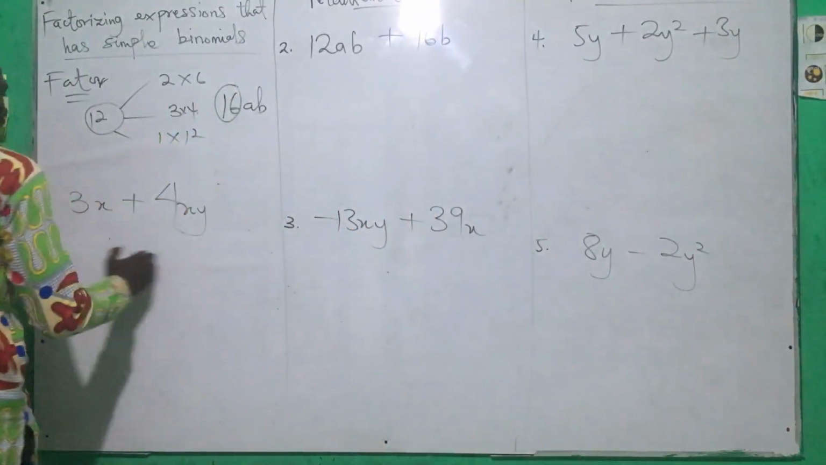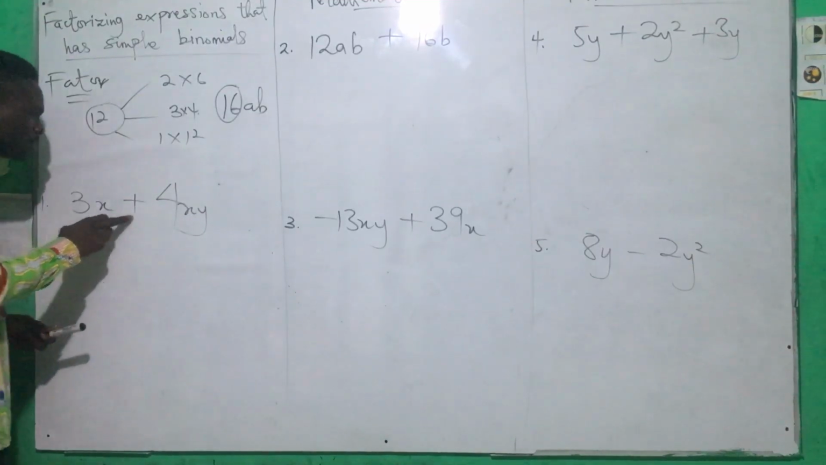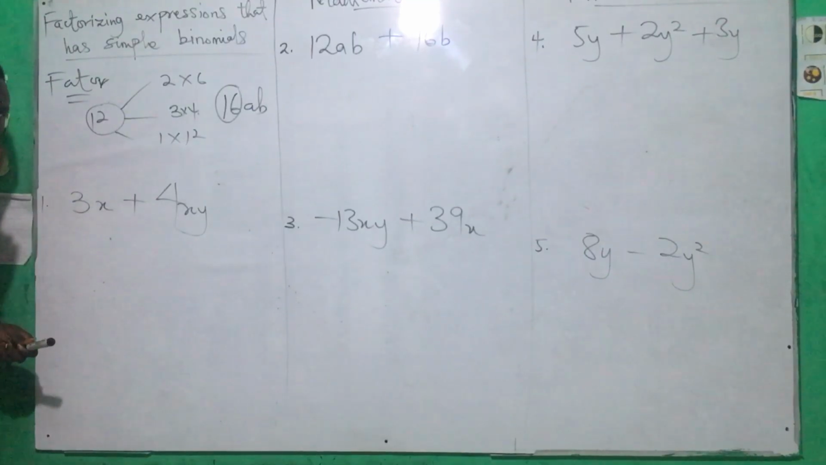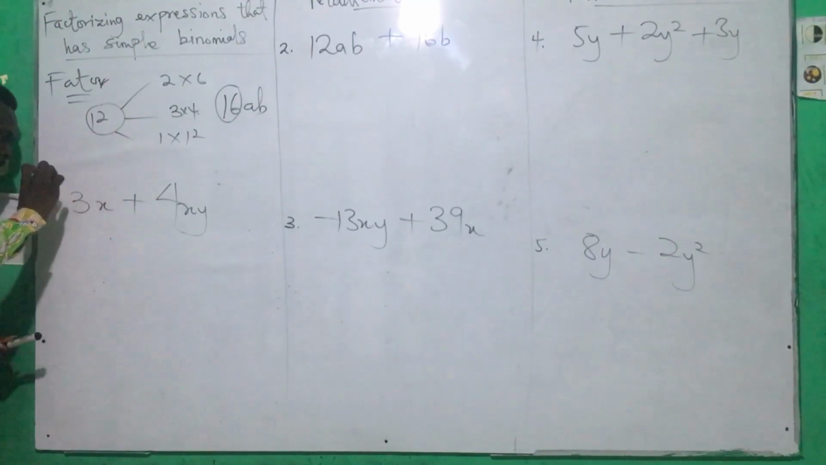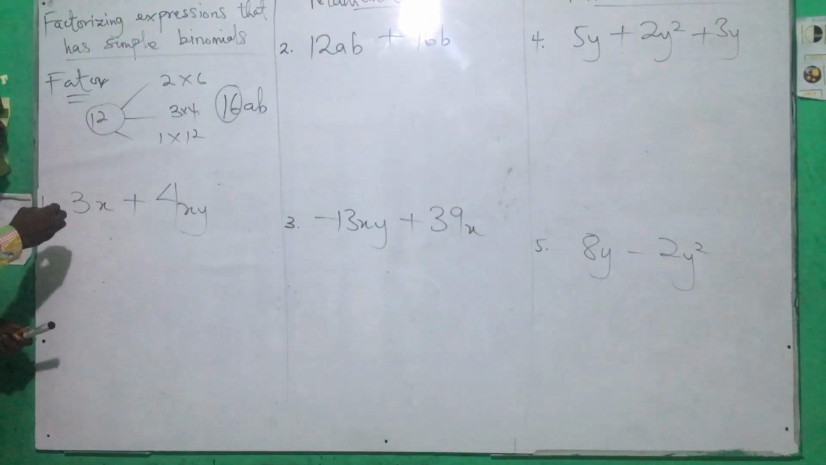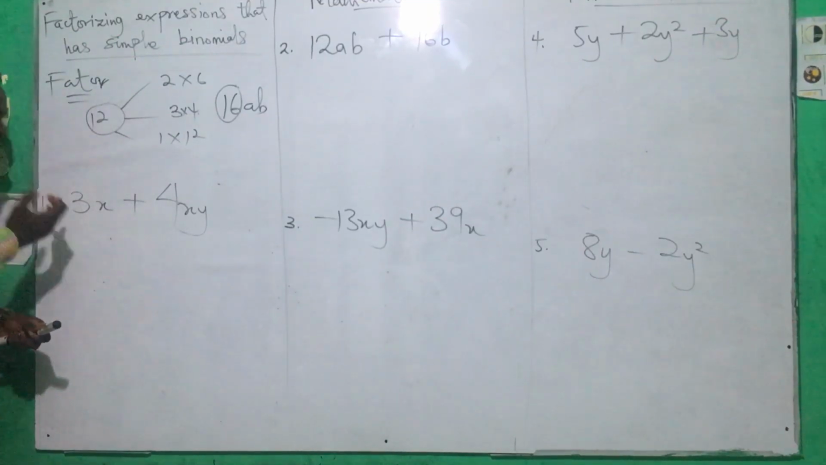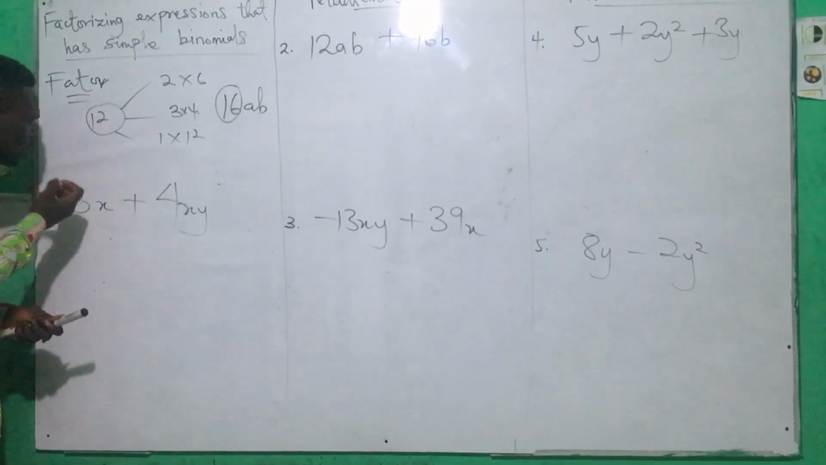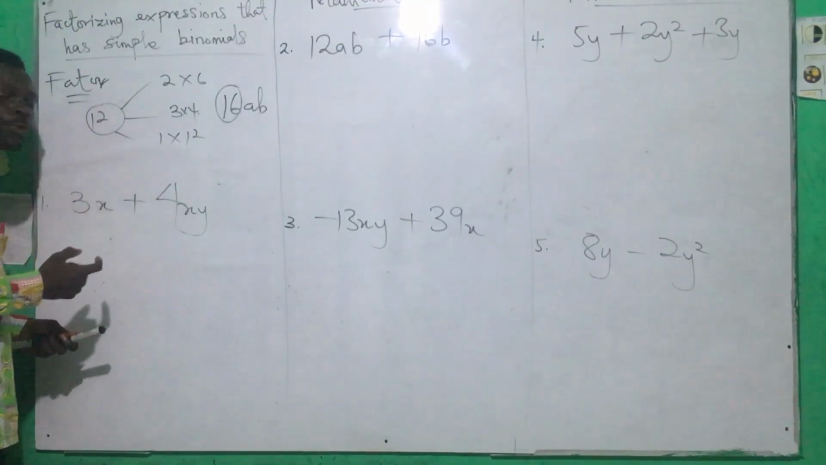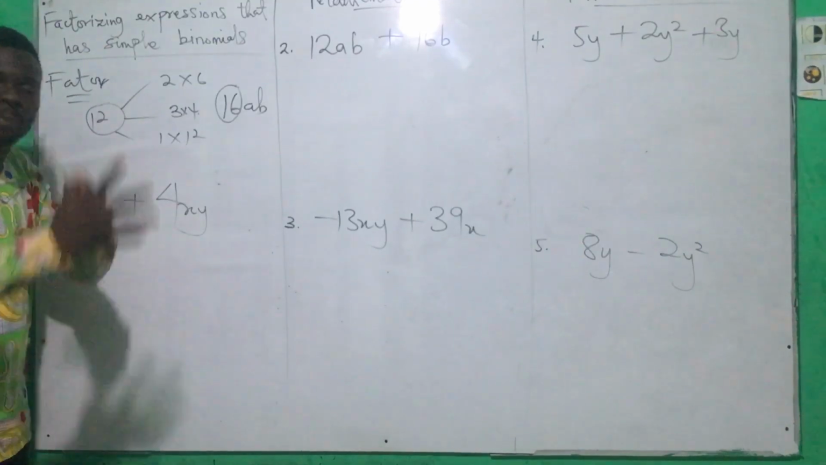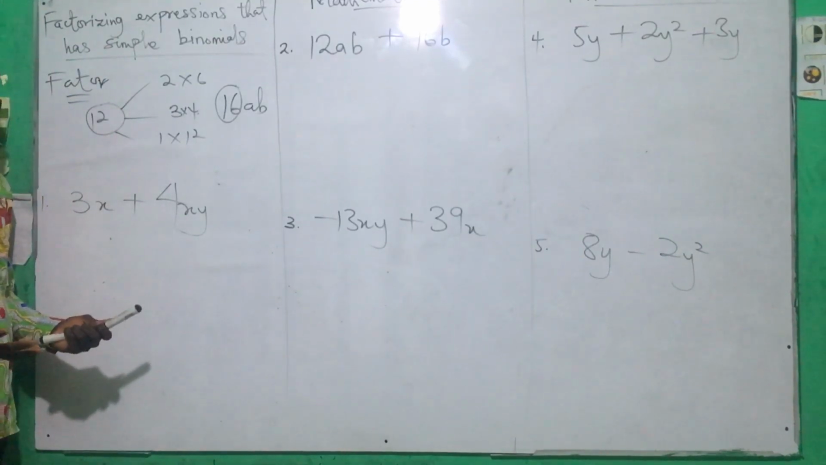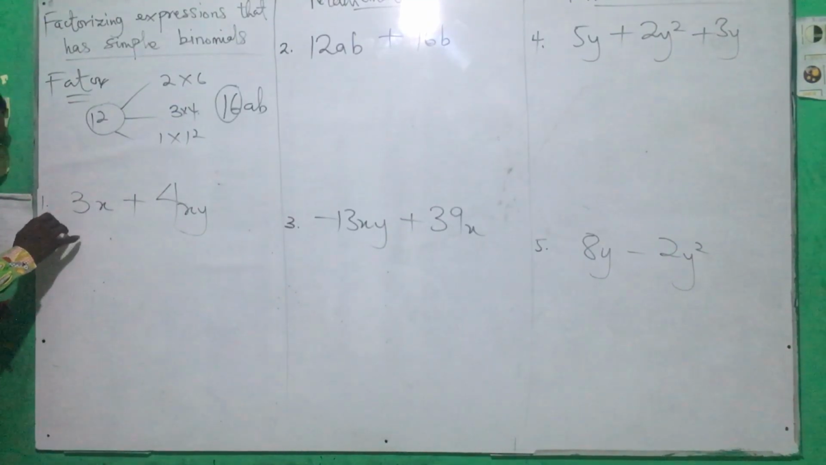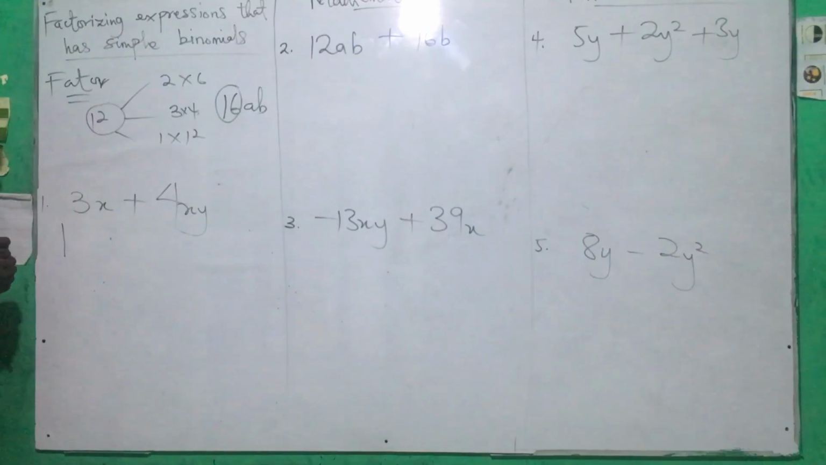In this simple expression, I have 3x plus 4xy, and I'm being asked to factorize. First of all, look at the numbers. We have 3 and 4. We are going to look for the highest common factor of these two numbers, then factor it out. But the highest common factor of 3 and 4 happens to be 1. Apart from 1, they don't have any common factor. So we factor the 1 out. Let's write the 1.